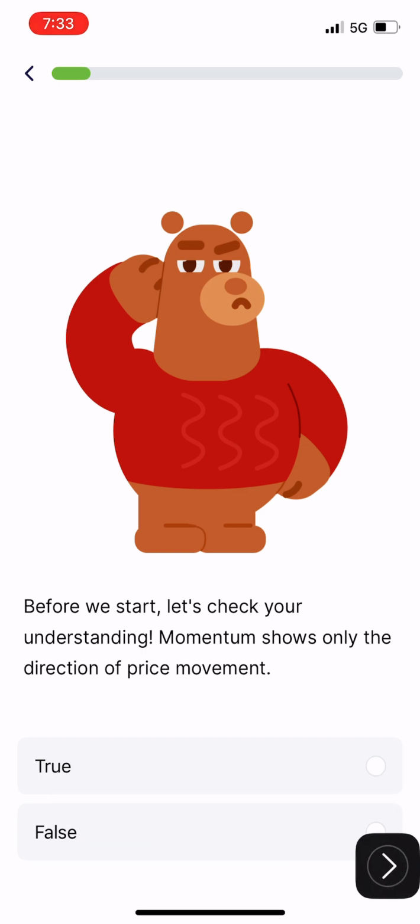Before we start, let's check your understanding. Momentum shows only the direction of price movement.